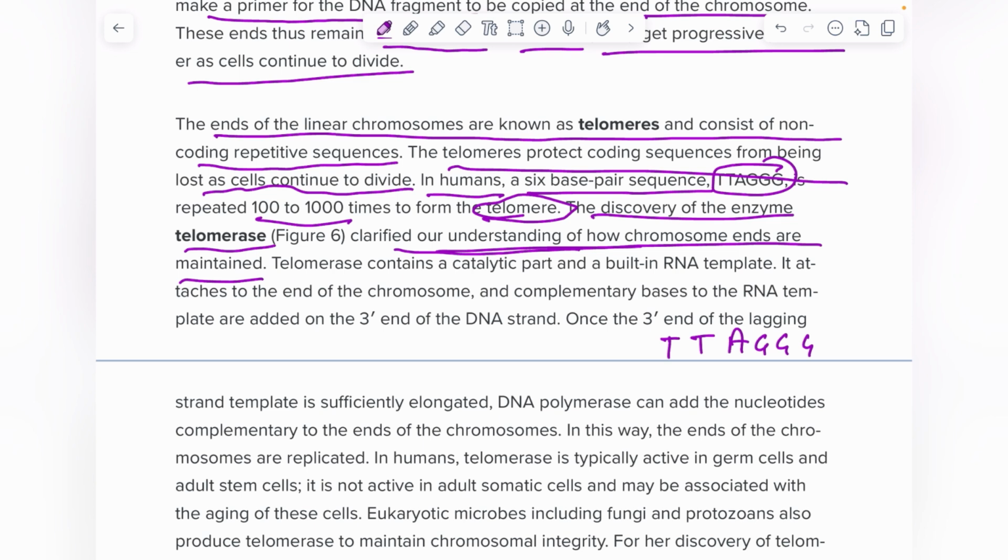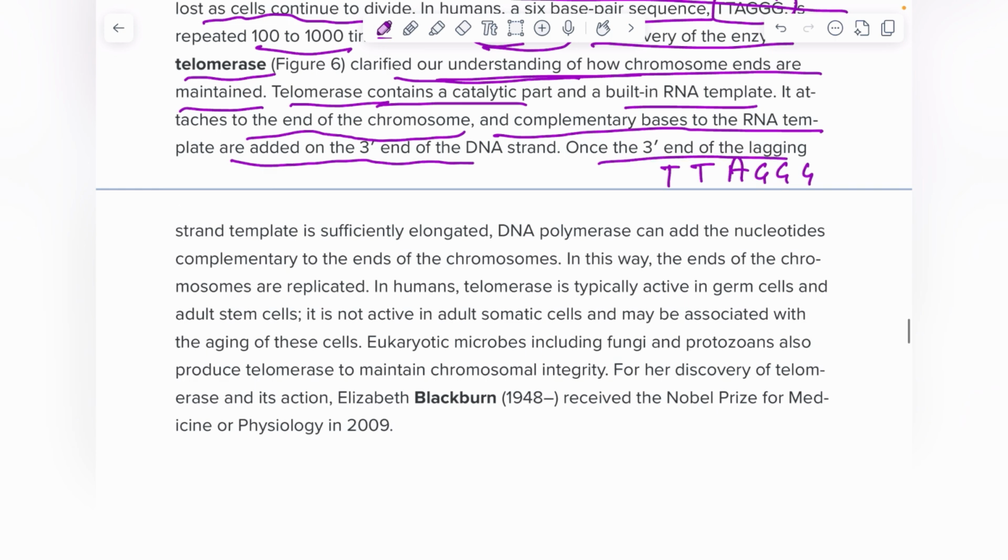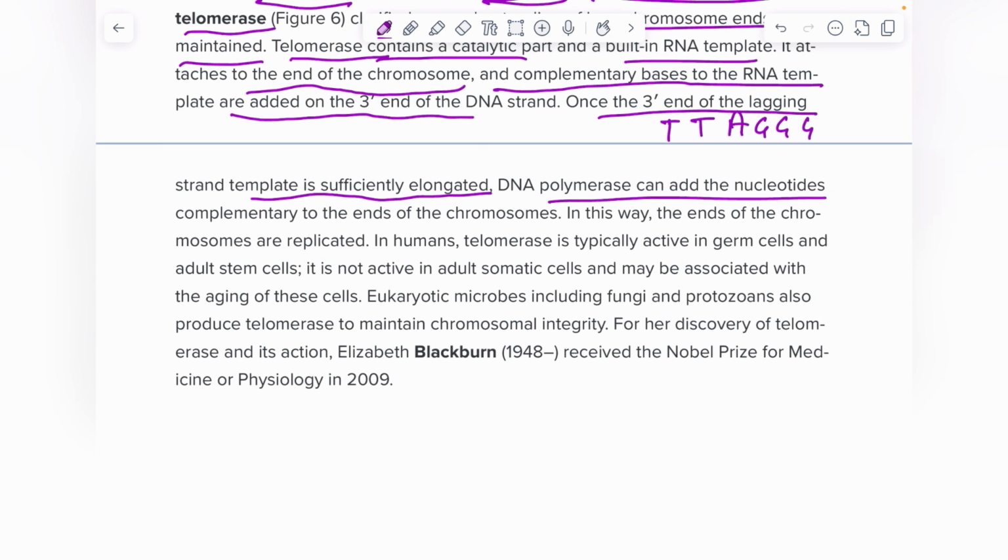Telomerase contains a catalytic part and a built-in RNA template. It attaches to the end of the chromosome, and bases complementary to the RNA template are added on the 3' end of the DNA strand. Once the 3' end of the lagging strand template is sufficiently elongated, DNA polymerase can add the nucleotides complementary to the end of the chromosome. In this way, the ends of the chromosomes are replicated.